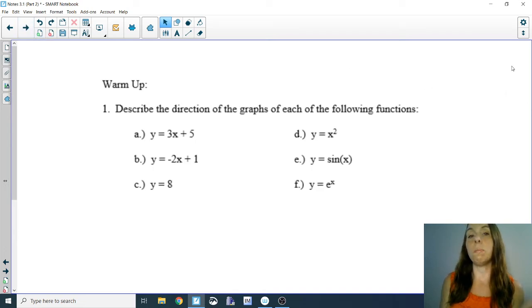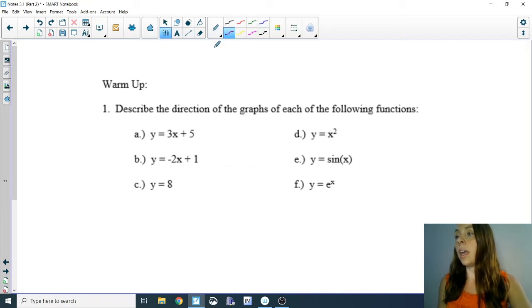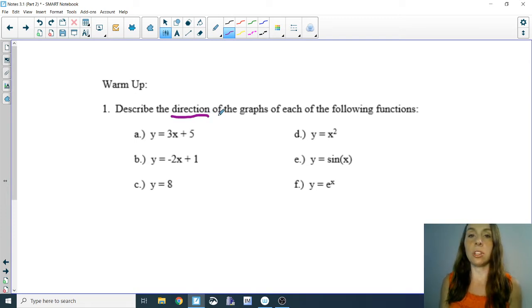I think you should pause right now and try this warm-up on your own and then come back to me to see the answers. I would like to highlight one thing though before you pause it, and that is this word. It says describe the direction of the graphs of each of the following functions. And by direction, I mean for each function, is it increasing, is it decreasing, or is it horizontal? Or for the ones that are curves, you can use words like turning point if you would like to.